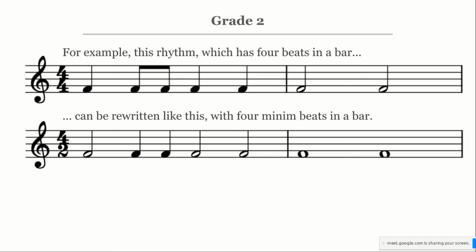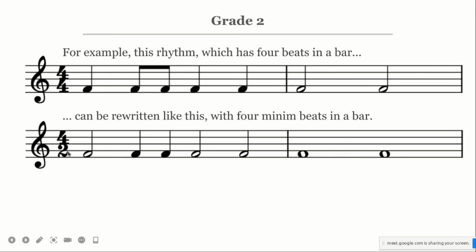So 4/4 means how many beats in a bar? 4 beats in a bar. 4 crochets in a bar. 4 crochet beats. Is that right? So what is a beat in 4/4? A crochet, yeah. That is how you can say this first note is 1 beat. Is that right? So let us look at 4/2.